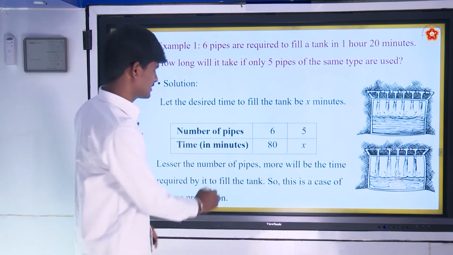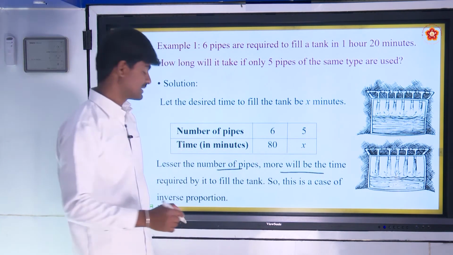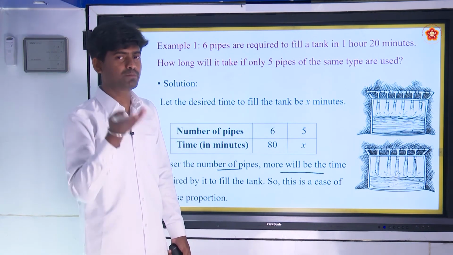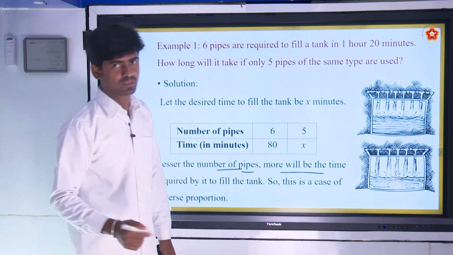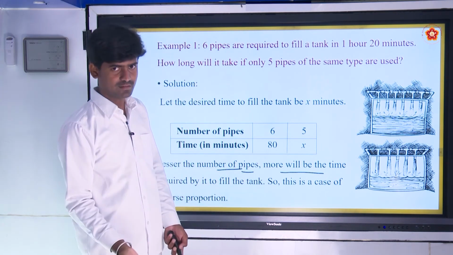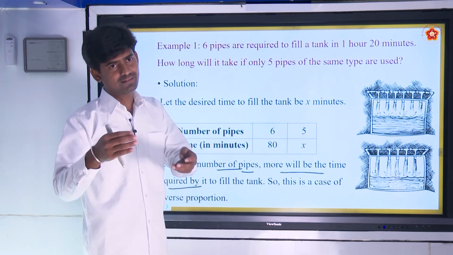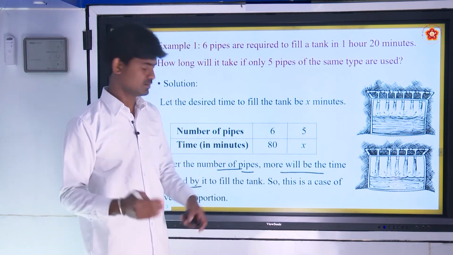The fewer the number of pipes, the more time will be required to fill the tank. If the number of pipes increases, the tank is filled much earlier. If the number of pipes decreases, it will take more time. So this is a case of inverse proportion.